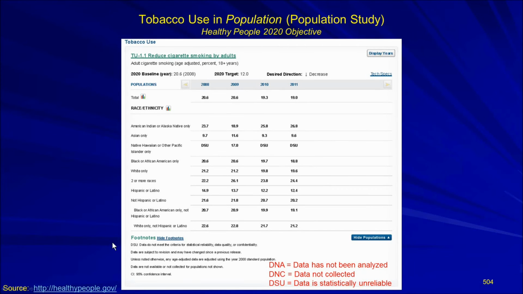We could have used other sources from the U.S. Department of Health and Human Services, or we could have used other sources such as Monitoring the Future, which is a research group at the University of Michigan who has looked at all kinds of health risk behaviors for a long time, including smoking.